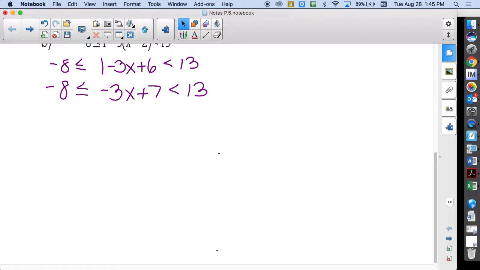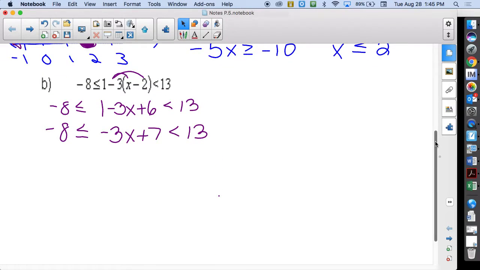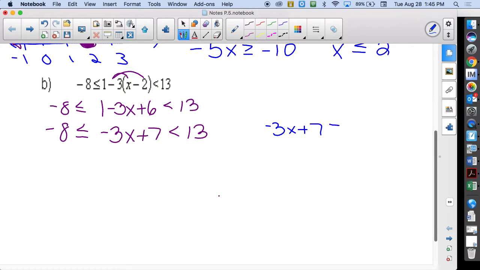Alice? Well, could you solve for like one side? So like set the negative 3x plus 7 greater than or equal to negative 8. So she said you can kind of isolate it and just pretend that you're solving for one side at a time. So one of the options you could do would be to take the negative 3x plus 7, make it greater than or equal to negative 8. Take the other side, negative 3x plus 7 less than 13. So literally you can separate them into their own two separate inequalities.